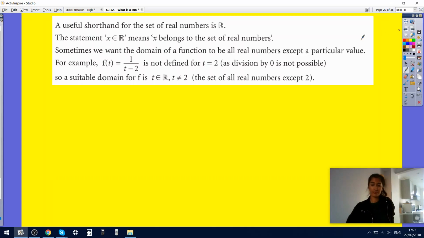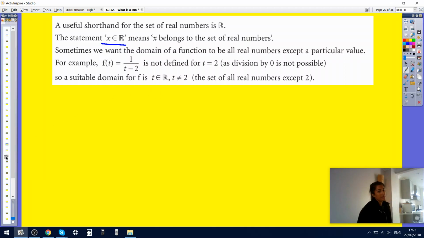Okay. This here, x is an element of the real numbers. X belongs to the set of real numbers. It just means x can be any real number. It's because in further maths you have things called imaginary numbers.